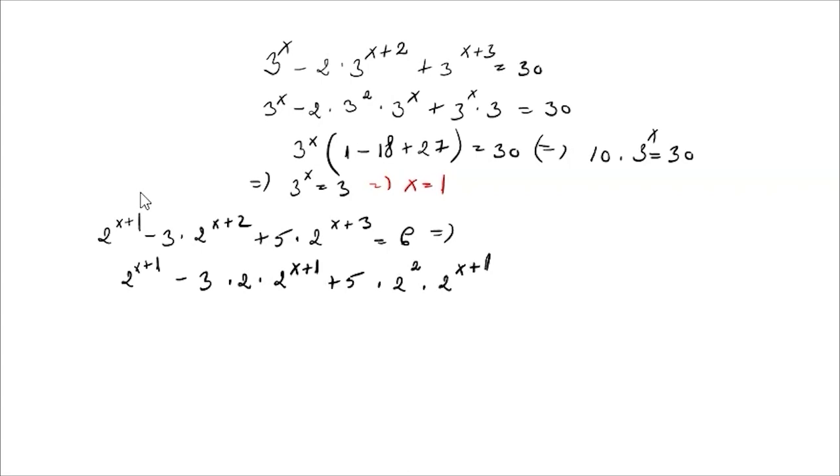In here, I have rewritten the initial equation using exponential properties. And we have 2 to the power of x plus 1 common factor multiplied with 1 minus 6 plus 20, after I calculate, of course, equals with 6. Results in here that 15 multiplied with 2 to the power of x plus 1 equals 6.